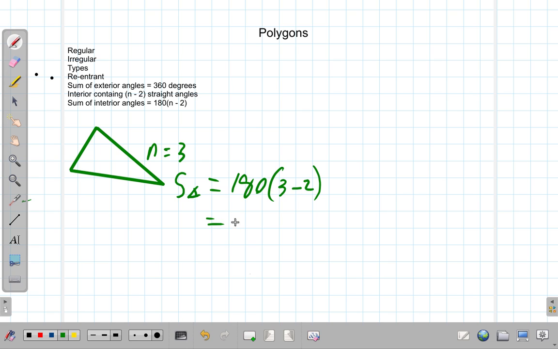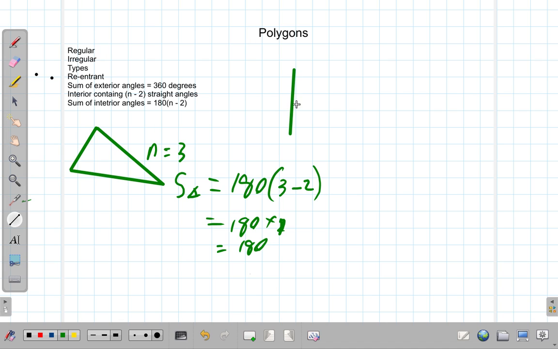180 times 3 minus 2. 180 times, no, 3 minus 2 is 1, not 2. 180 times 1, which is 180. So the interior angles add up to 180 degrees.